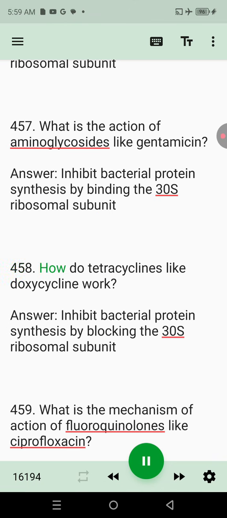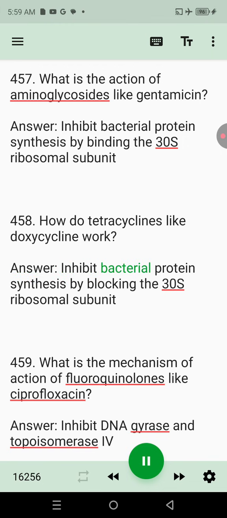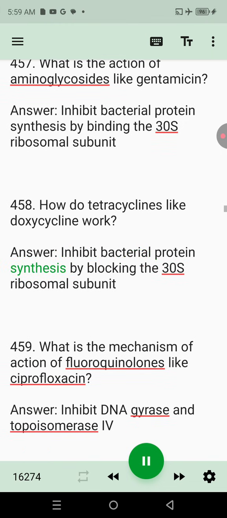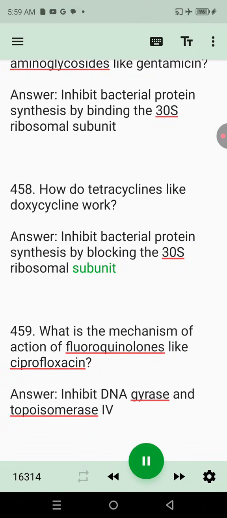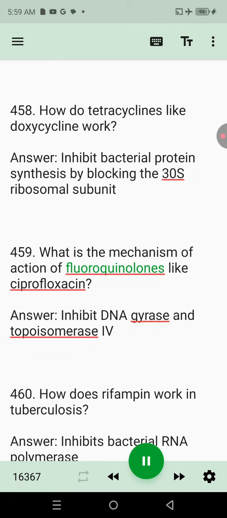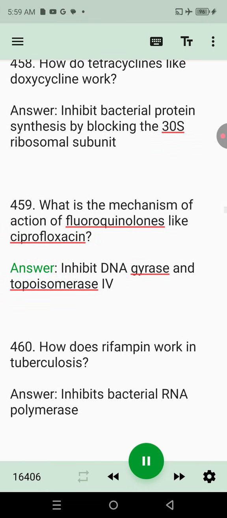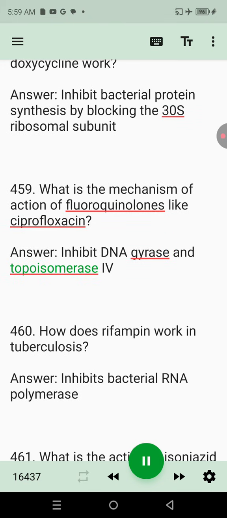458. How do tetracyclines like doxycycline work? Answer: Inhibit bacterial protein synthesis by blocking the 30S ribosomal subunit. 459. What is the mechanism of action of fluoroquinolones like ciprofloxacin? Answer: Inhibit DNA gyrase and topoisomerase IV.